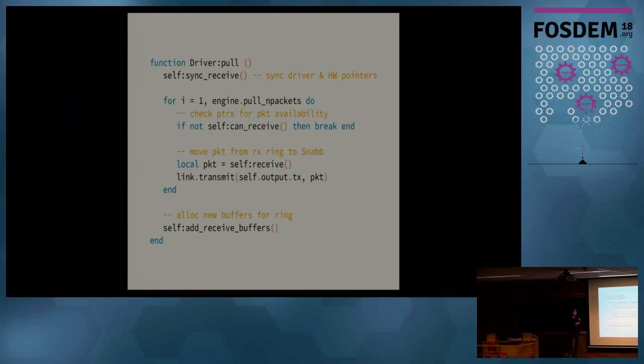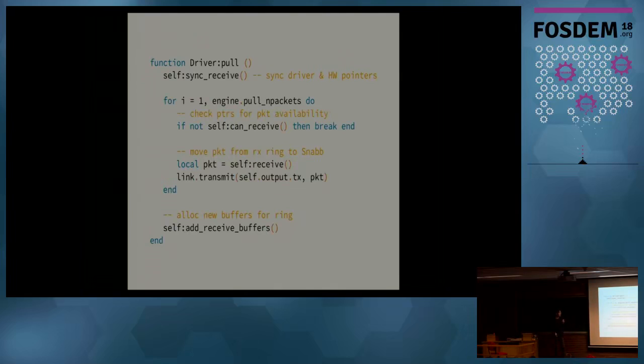And then on each loop iteration, we check if there are packets available in the descriptor ring, and if there are not, we just break out of the loop. And if there are packets available, then we call this receive method to actually get the packet from the packet buffer we've allocated, and then send it off to the next app in the graph in our Snabb program. And then finally, after we've done the receive, we can just allocate new buffers to replace the ones that we've read off of the descriptor ring.